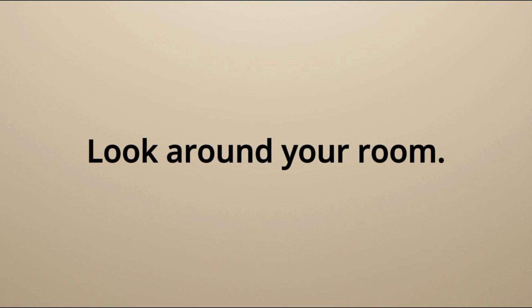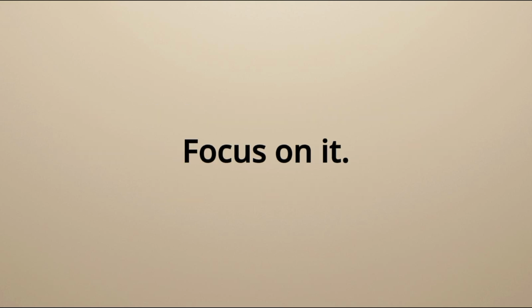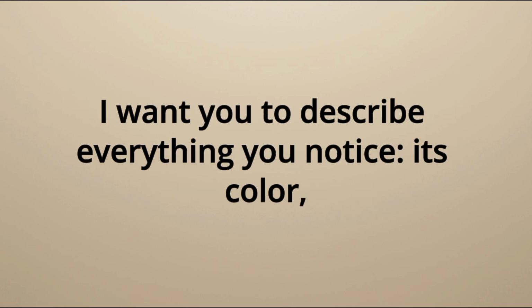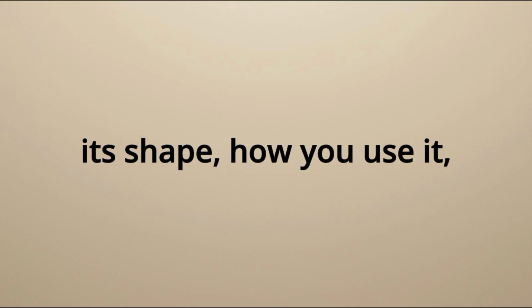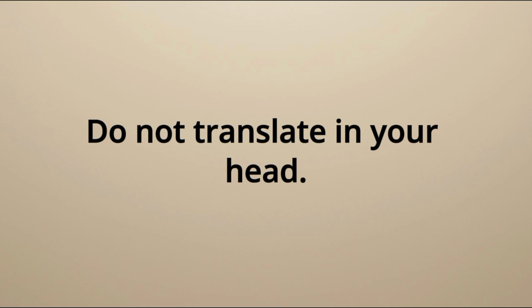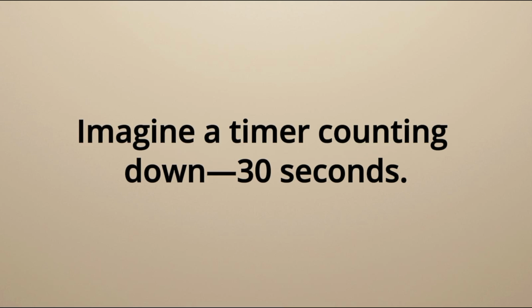Look around your room. Pick any object you see: a chair, a cup, a book, or even your light switch. Focus on it. For the next 30 seconds, you will speak out loud non-stop about that object. I want you to describe everything you notice: its color, its shape, how you use it, even a small memory connected to it. Do not translate in your head. Do not pause to find the perfect word. Keep speaking. Imagine a timer counting down 30 seconds.